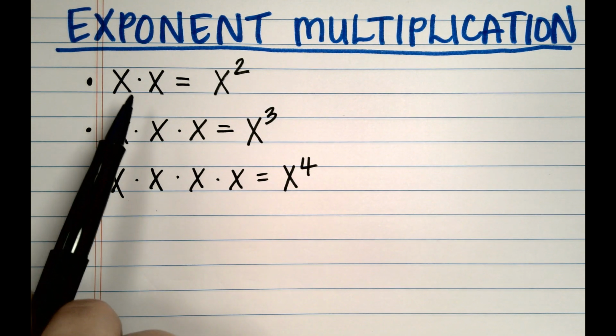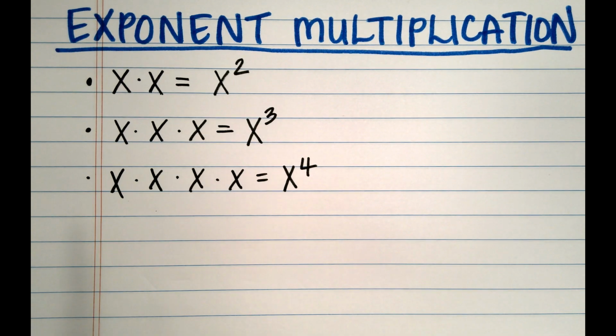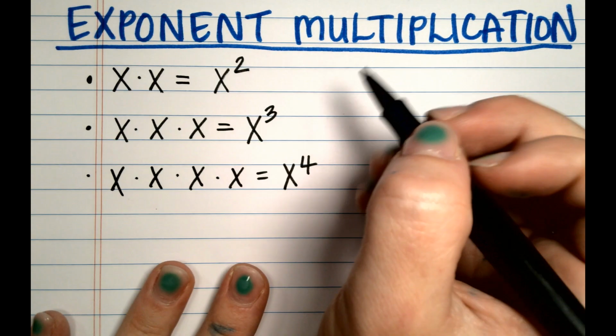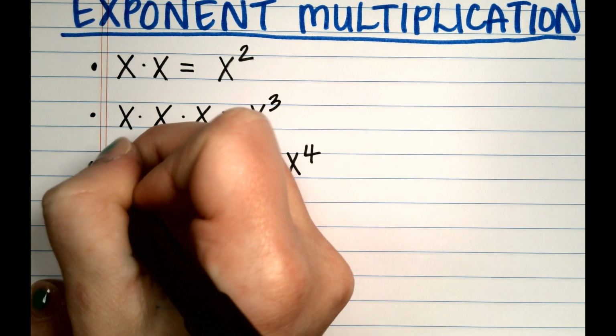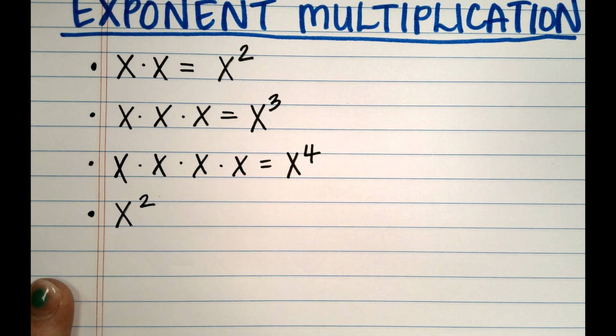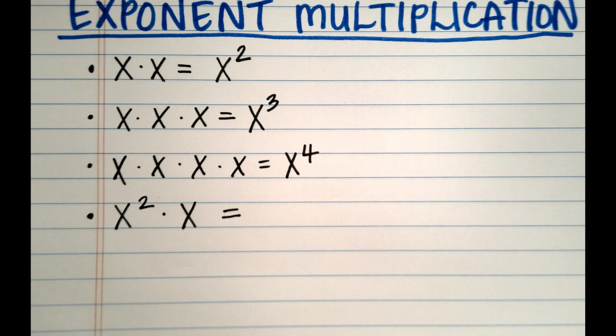I multiply it twice, x to the second. I multiply it 3 times, x to the third. Multiply it 4 times, x to the fourth. You see, it's not too bad. Here's where it gets tricky. What if I did x squared times x? X squared times x.